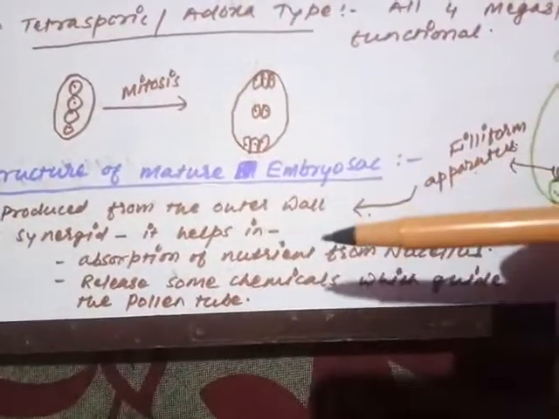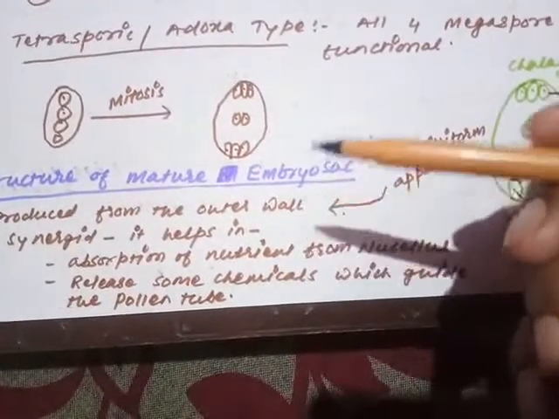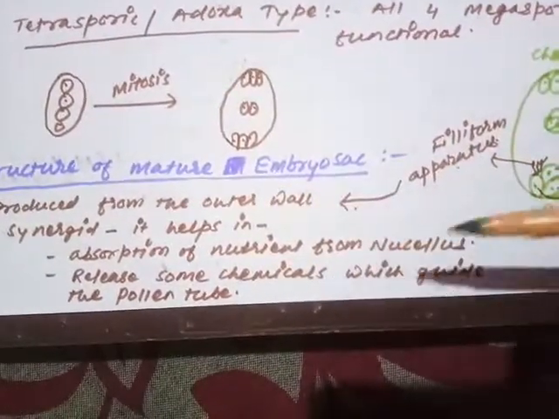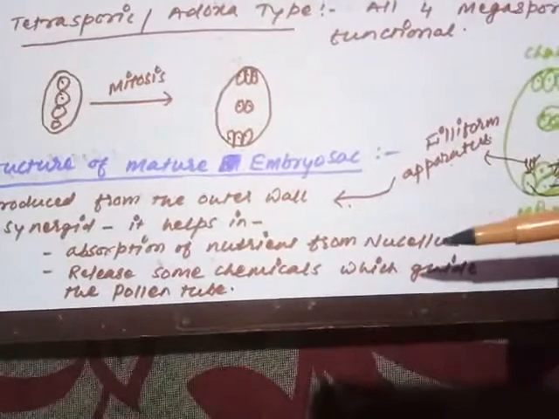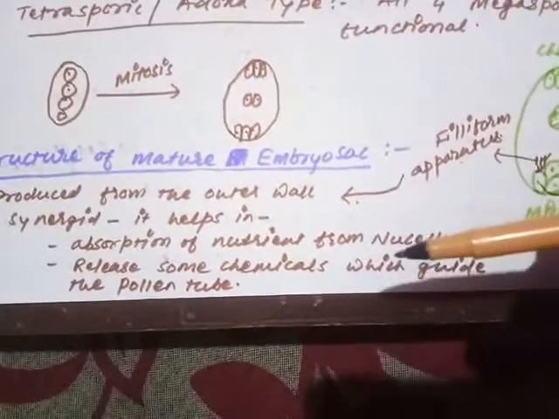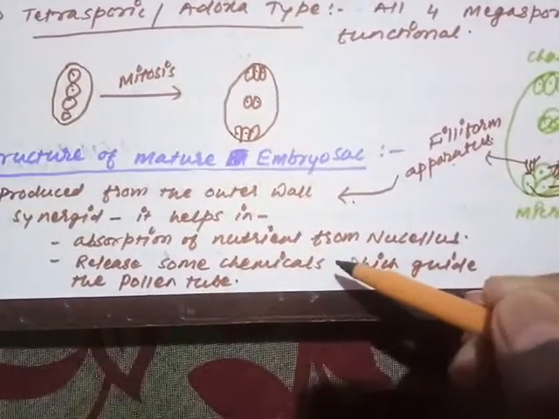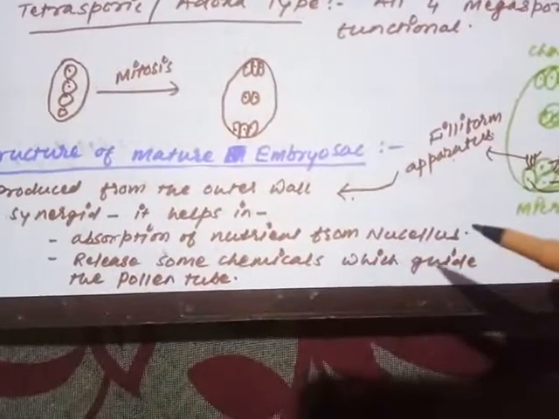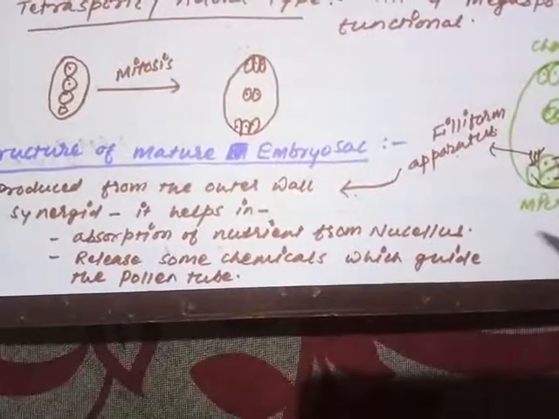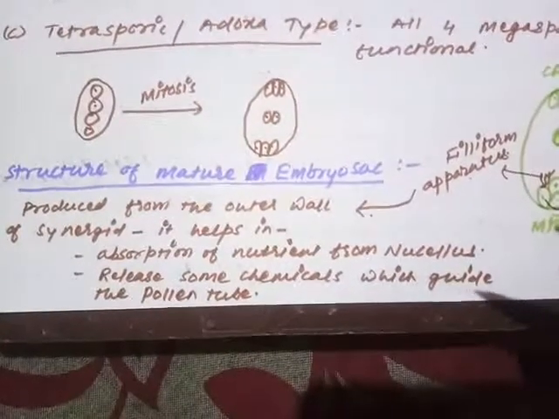This is very important in the process of fertilization because it maintains the viability of the egg by absorbing the nutrition from the nucellus cell. It helps in absorption of the nutrients from the nucellus. That is why it is helping in the maintenance of the viability of the egg cell. Secondly, this is a very important point, it releases certain chemicals. These chemicals attract the pollen tube toward them, meaning they guide the entry of the pollen tube inside the female gametophyte for the purpose of fertilization.